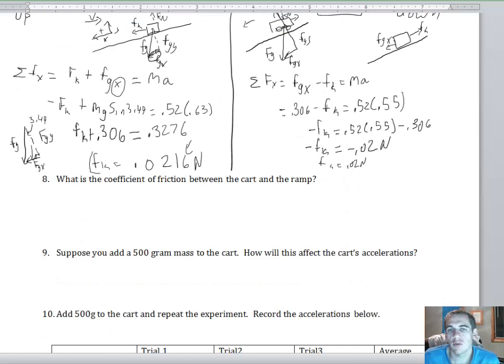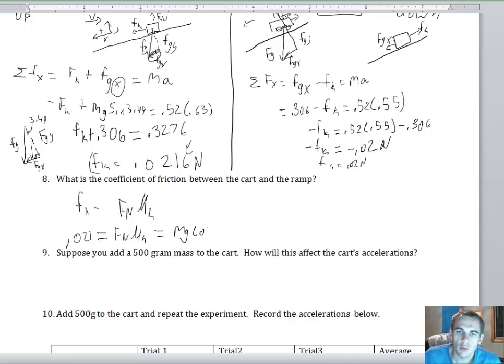Now, from here it says, what's the coefficient of friction between the cart and the ramp? Well, I know that the frictional force is equal to the normal force times the coefficient of friction. Well, I just found the frictional force is 0.021. I'm kind of averaging those together. 0.021, and so this is equal to the normal force times the coefficient of kinetic friction. Now, on a horizontal surface, the normal force is Fg. On a slanted surface, it's Fgy.